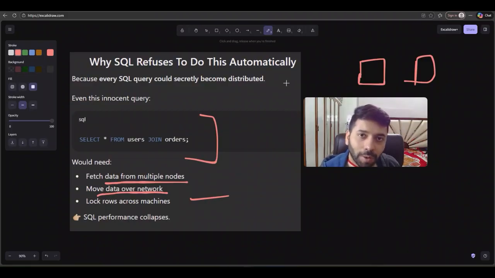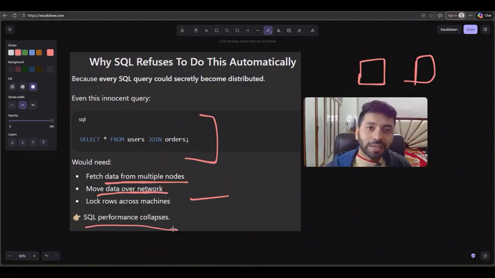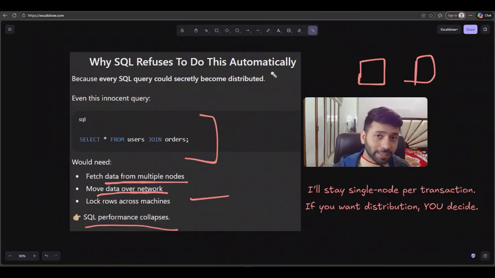So a similar problem appeared here as well when we talk about following DB level consistent hashing, because here also we have nodes present, correct? So overall the SQL performance would collapse. Sharding is a complex thing in SQL, and similarly this would become a complex thing. So that is why in SQL the philosophy is that it will stay single node per transaction to keep things simple. If you want distribution, you decide it at the application layer, or you apply the logic at the app level.